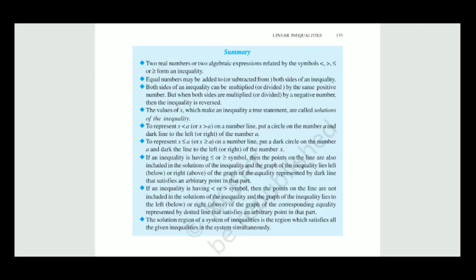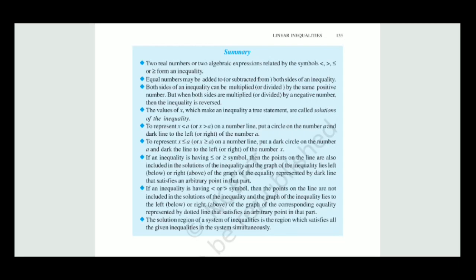And with this we have completed our 6th chapter, and now you can see the summary of this chapter. Once again, I am going to share with you what we have discussed in this chapter. The first is the meaning of a linear inequality, and then we have learned how to find the solutions of linear inequalities and graphical solutions of linear inequalities in one variable and two variables.